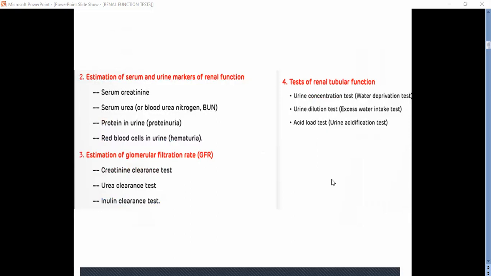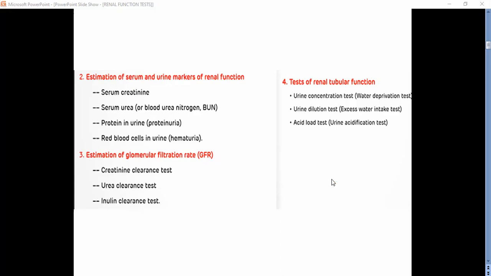Coming to the second one, estimation of serum and urine markers of renal function. That is, after analyzing the kidney function, what are the solutes that should be present in the plasma and that should be present in the urine. There are some normal and abnormal values, in normal conditions and in abnormal conditions. What are the values that should be present in the serum in normal condition, and what are the abnormal values that are present in the serum in kidney dysfunction?